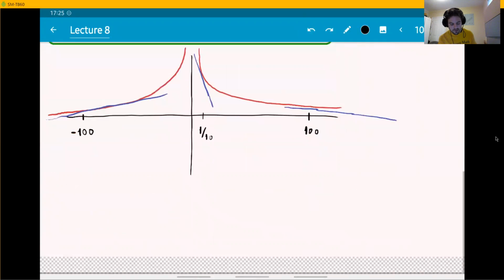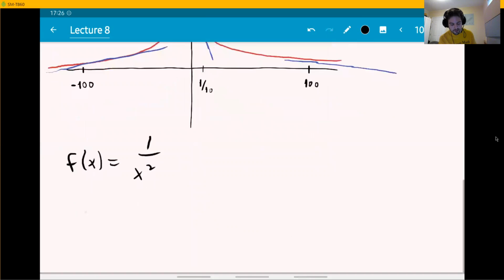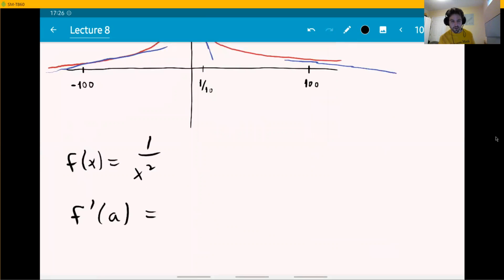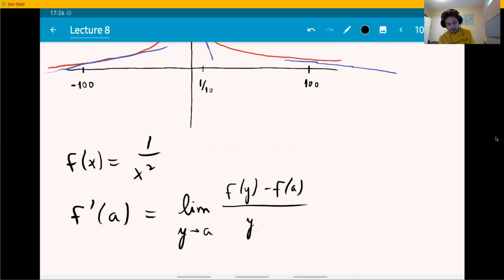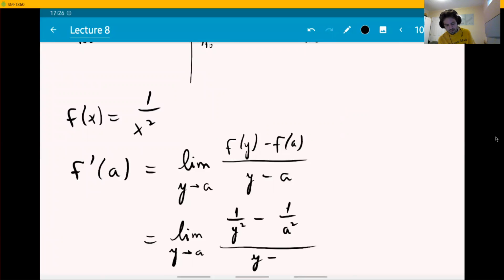So now, again, in interest of time, if f of x is 1 over x squared, we're going to need to find f prime of a for different values of a. So let's try to find it first. For example, using the h, well, the y definition is probably better here. y goes to a. This is how you would compute this derivative. The function is 1 over y squared minus 1 over a squared, over y minus a.